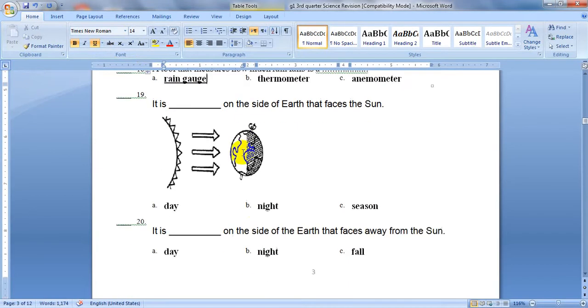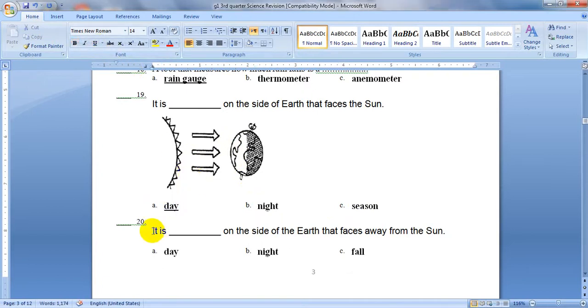The next question, number 19. It is the side of Earth that faces the sun. Let's have a look here. This part, which is opposite to the sun, do you think it will be day, night, or season? Of course, it's not season, so we will skip this answer. Is it day or night? It's sunny. It has sunlight, so it is day.